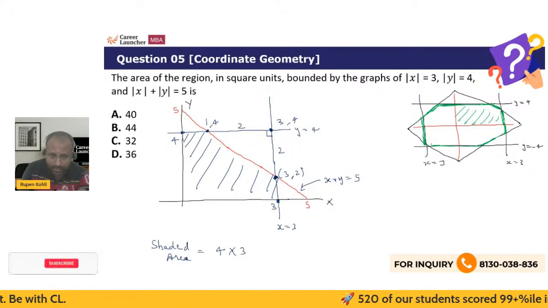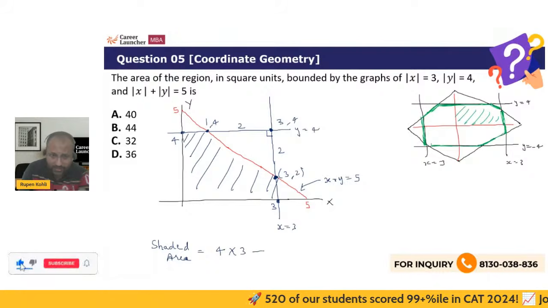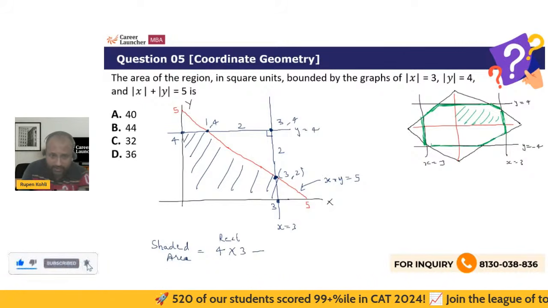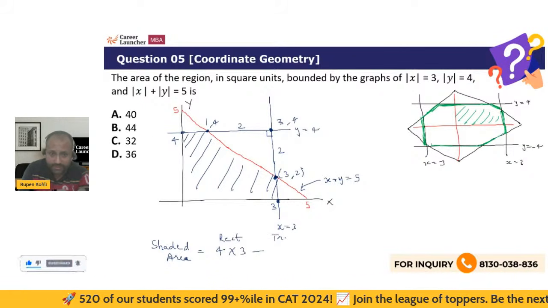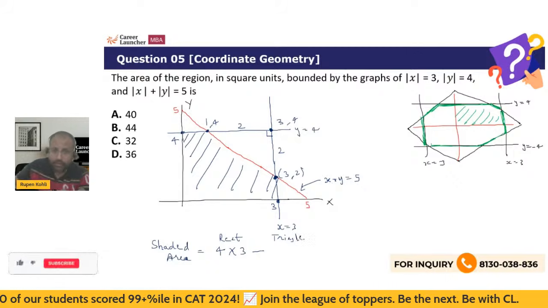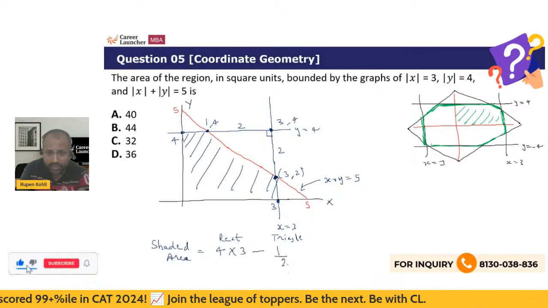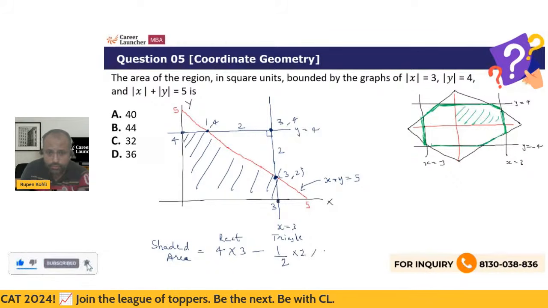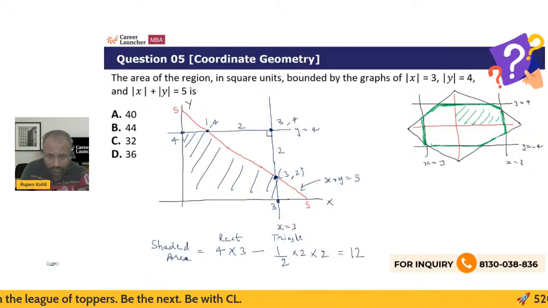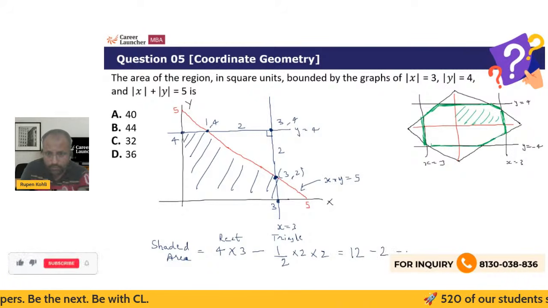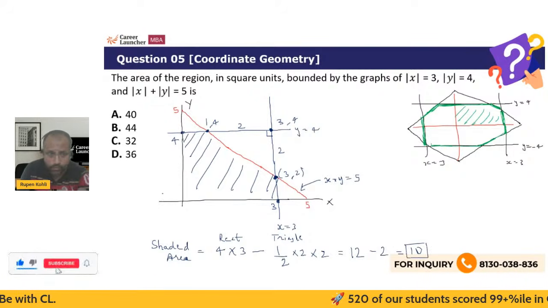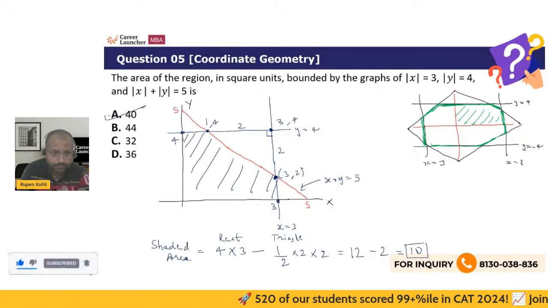So the shaded area is rectangle area, 4 into 3, minus triangle area. Triangle area is half into base into height. Base is 2, height is also 2. 4 into 3 is 12, half into 2 into 2 is 2. 12 minus 2 is 10. As I said, quadruple this, your answer is 40.